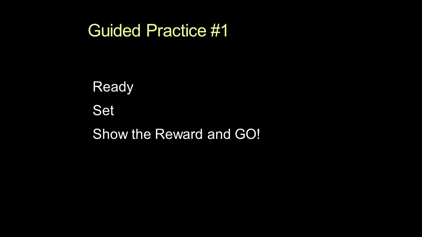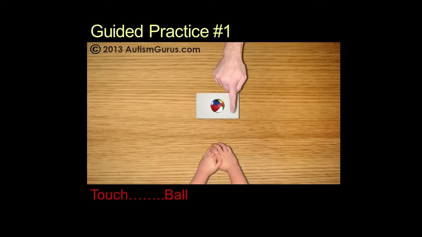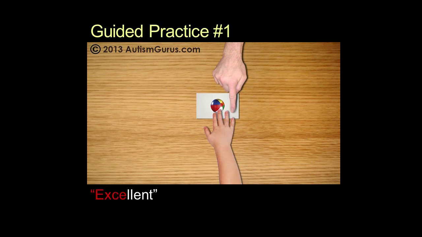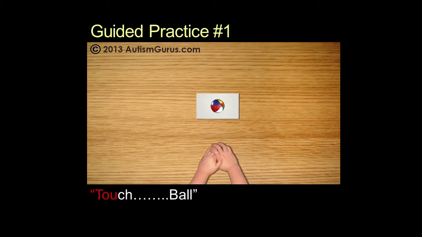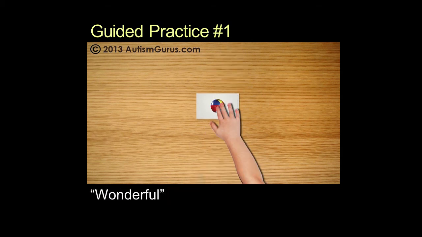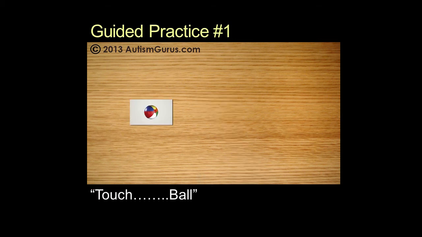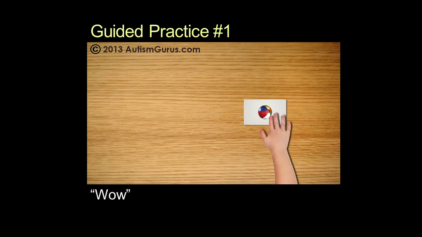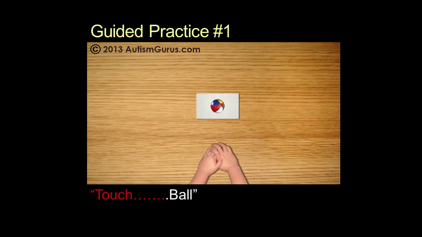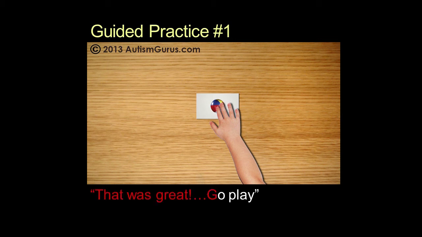The first guided practice is a mass trial of ball in the Receptive Labels program. Ready, set, show the reward, and go. Touch ball. Excellent. Touch ball. Wonderful. Touch ball. You're so smart. Touch ball. Wow. Touch ball. That was great. Go play.